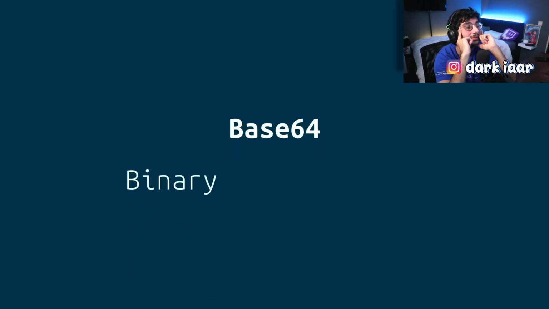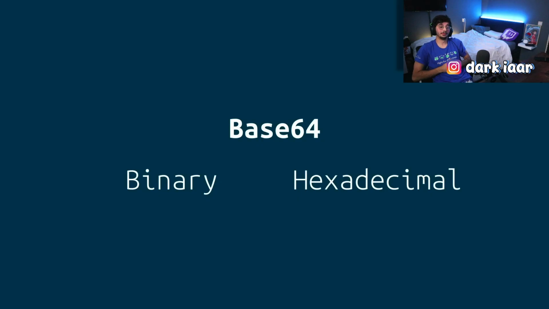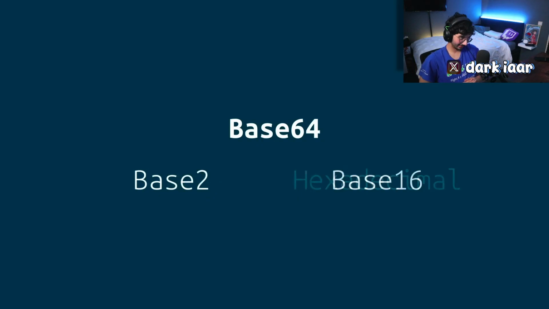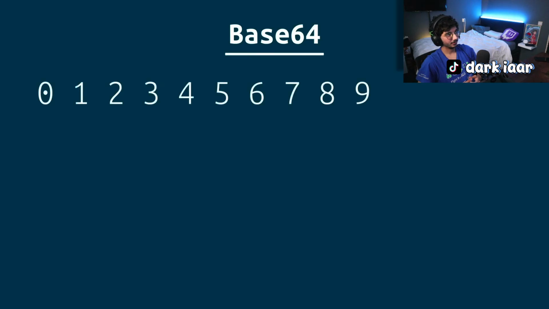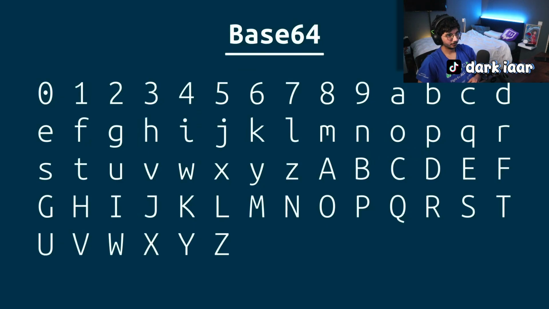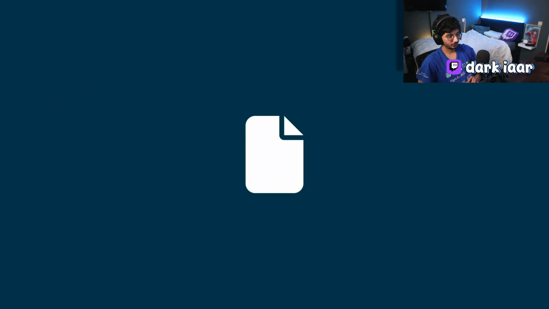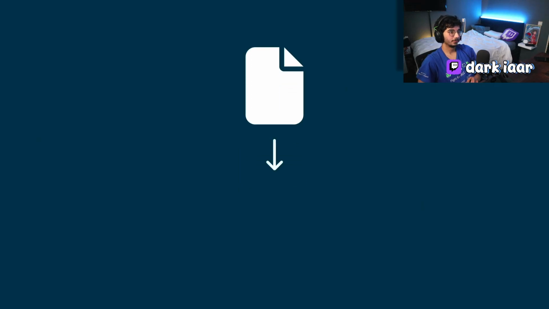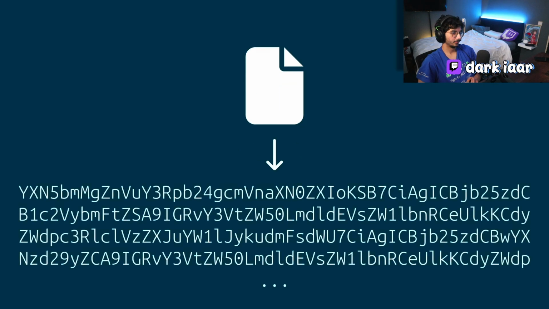Remember when we talked about binary and hexadecimal? Well, you can think of these systems as being base 2 and base 16. Base 64 extends that logic to the extreme, giving us a total of 64 characters to work with. It is comprised of the numbers 0 through 9, lowercase a through z, uppercase A through Z, as well as the plus symbol and the slash symbol. Encoding a file to base 64 will convert a file's raw bytes into a long string of numbers, letters, and symbols. We can easily encode the file on the client side before sending it off to the server.